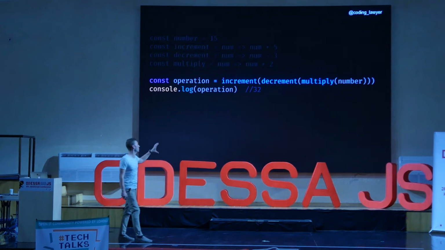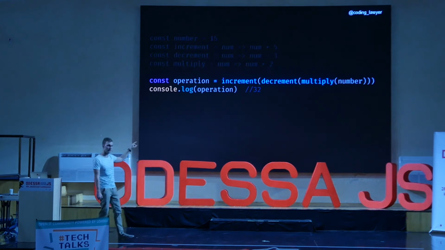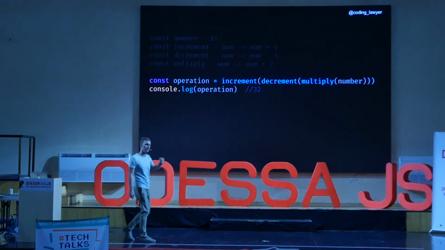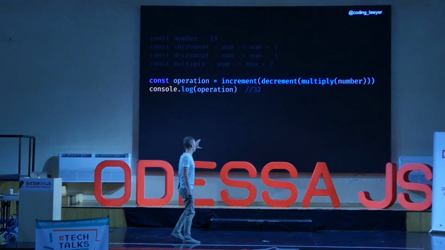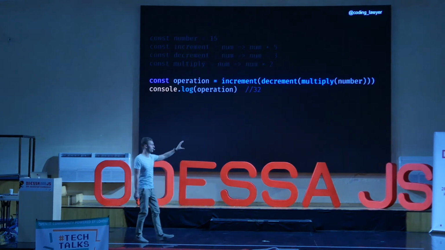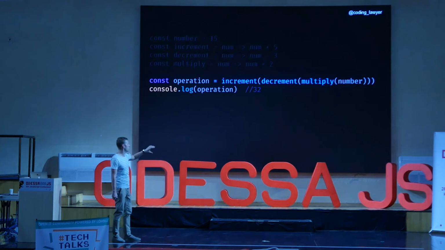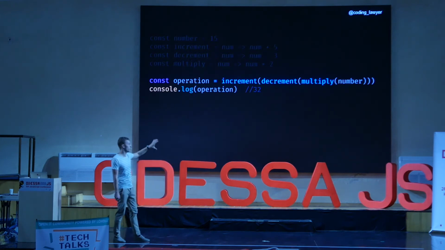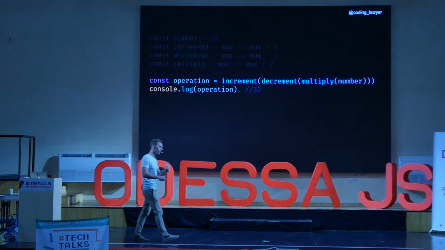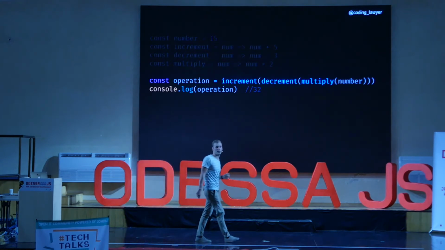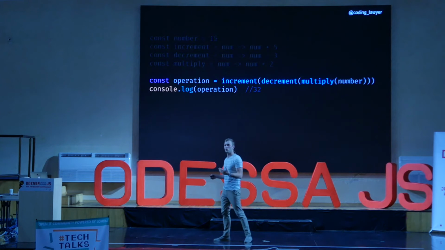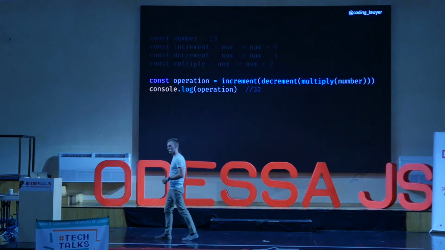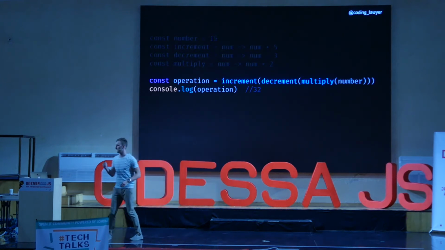So what we do here is that we wrap all three functions inside each other, and we pass the number to the last one. So multiply takes the number and returns a result. That's taken by decrement, and we get the new result. Increment will take the result, and we get our final result. So composition is about wrapping functions inside each other. And the same applies to the composition of higher order components. So let's take a look.